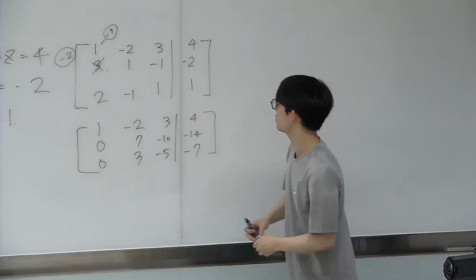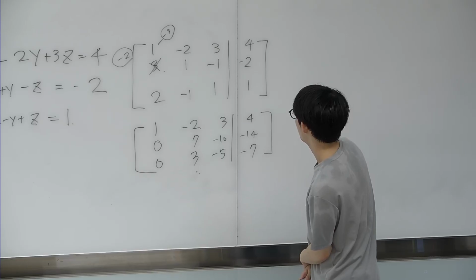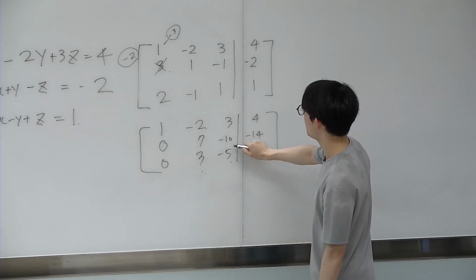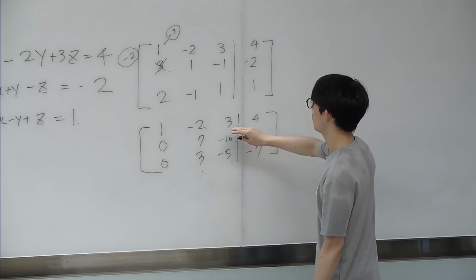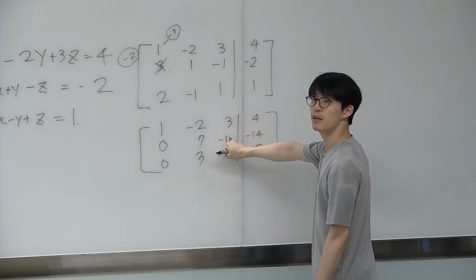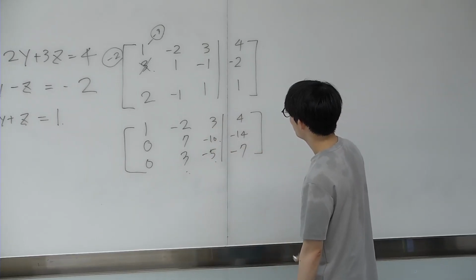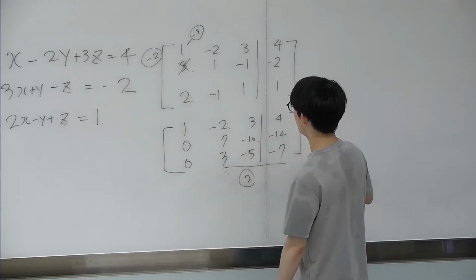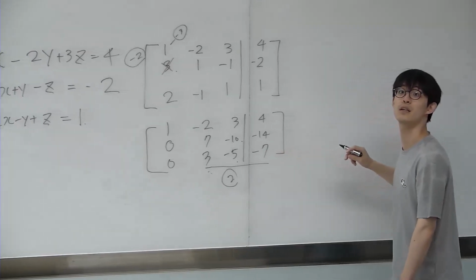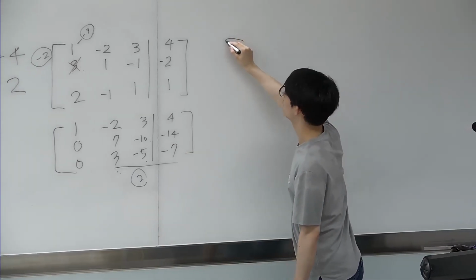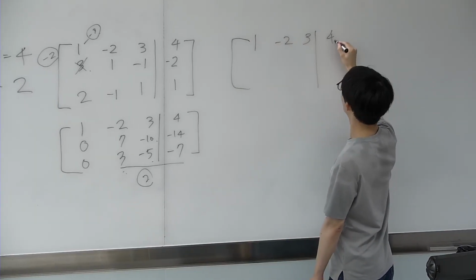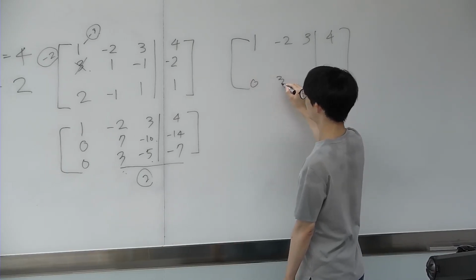Okay, so we got this. Now we have to take out one more part in the second row. But since we have minus 5 and 10 here, it's easier to multiply it. So we're going to drop out the z part. We're going to multiply 2 on the third row and add it up to the second row so that we can get the answer. What we get is 1, minus 2, 3, 4. So we have this left.